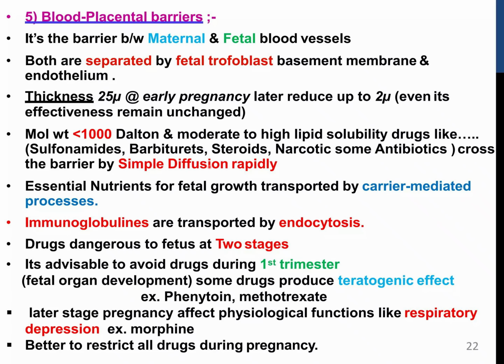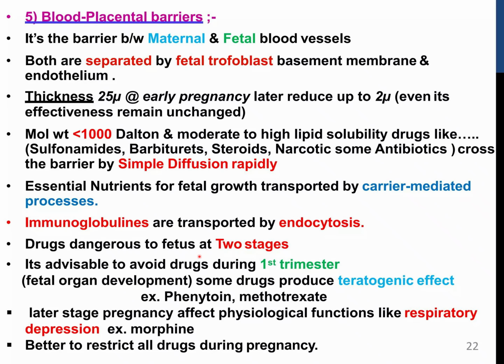So you can think that whenever the mother is taking these drugs, the drug will ultimately go to the placenta. When the mother is taking antibiotics or steroids or barbiturates, some sleeping pills, sulfonamides, which are antibiotics, or diuretics, this drug will ultimately travel to the placenta and go to the fetus. So it is very dangerous for the embryo. Next, essential nutrients for fetal growth are transported by carrier mediated processes. Immunoglobulins are transported by endocytosis.